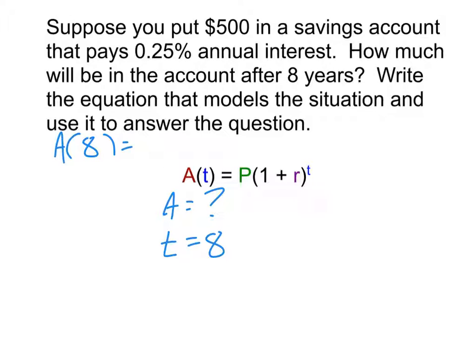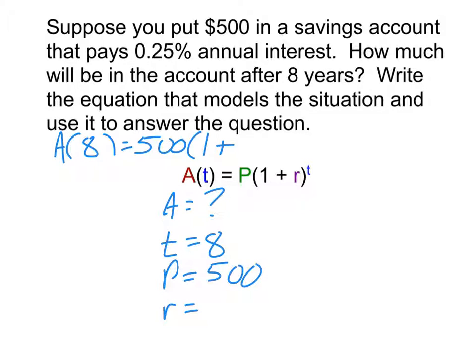Equals. The next thing is the P value. What's the value of P in this situation? 500. P is principal. That's just financial language for starting amount. So we're going to go 500, then parentheses, 1 plus. It's always 1 plus. That never changes there. And then R. What is R here?